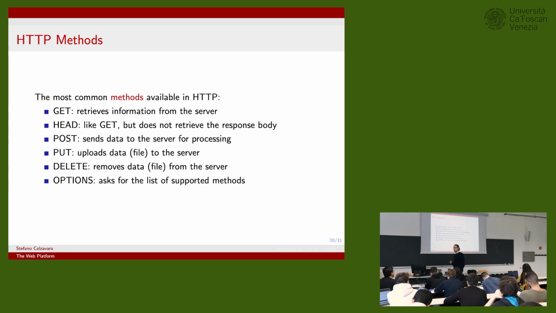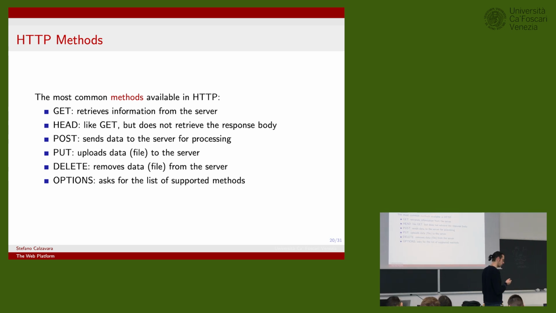And finally, the option method is a way to interrogate the server and ask which are the supported methods. Because web applications do not necessarily need to be able to support all these methods. They might support just a subset, and with the option method, you can query for the supported methods.